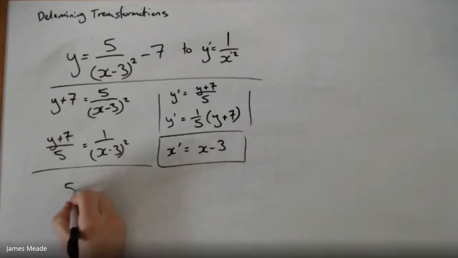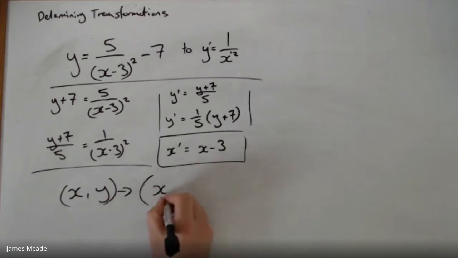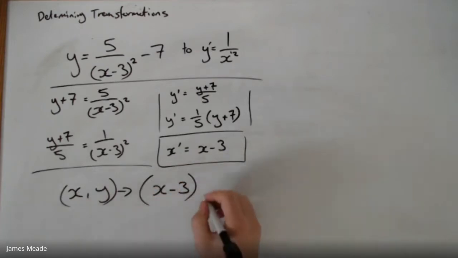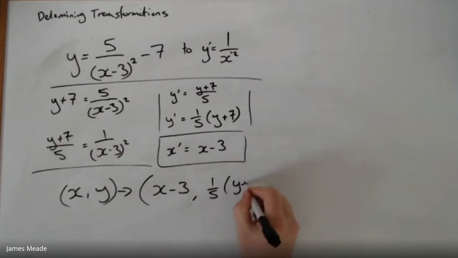I actually don't need to do that, do I? No, this is good because it's already in terms of the image. So all I have to do is go: x, y maps to x minus 3, comma, 1/5 y plus 7.